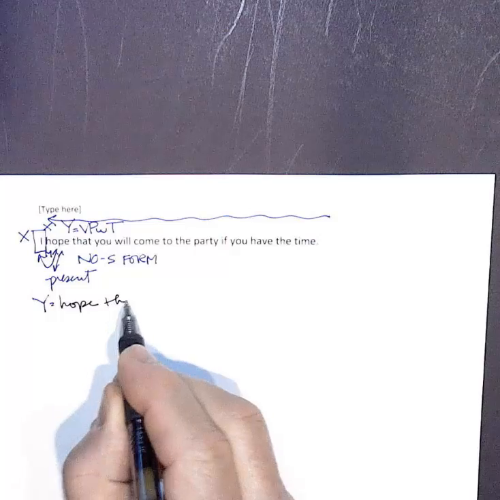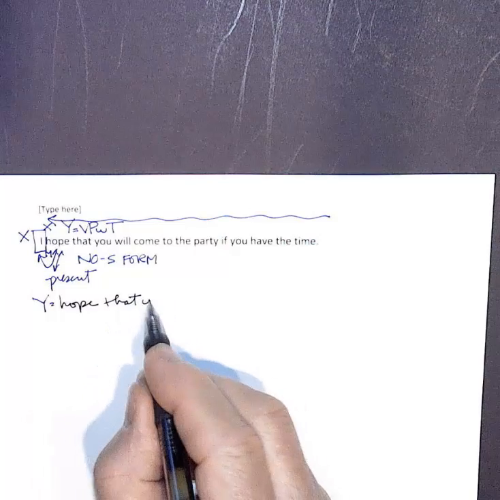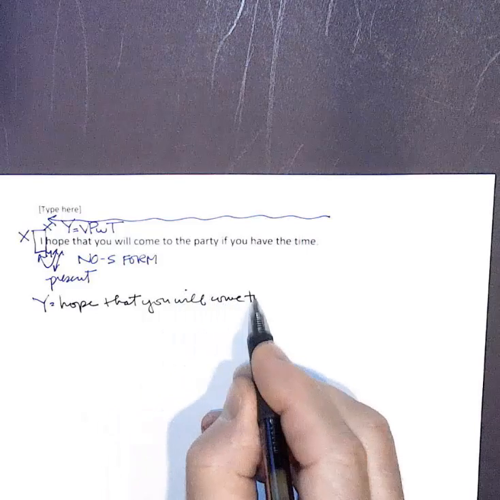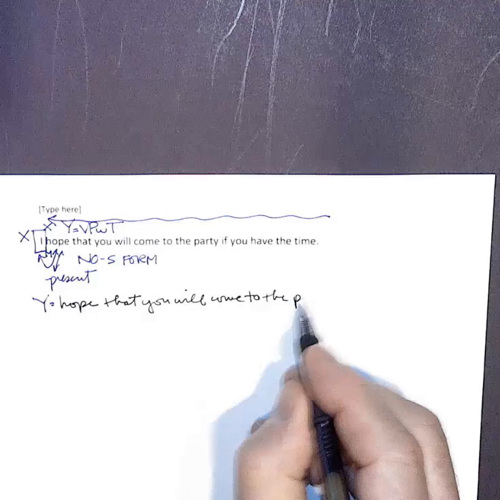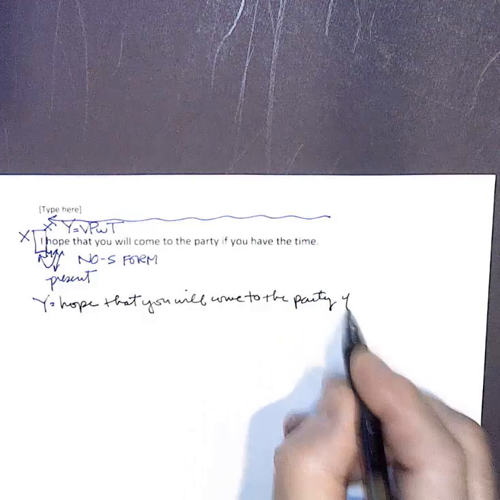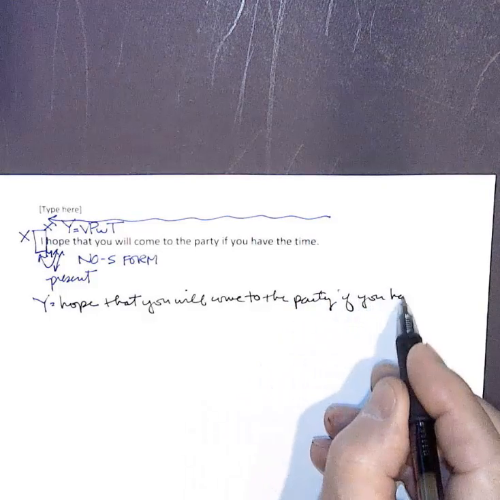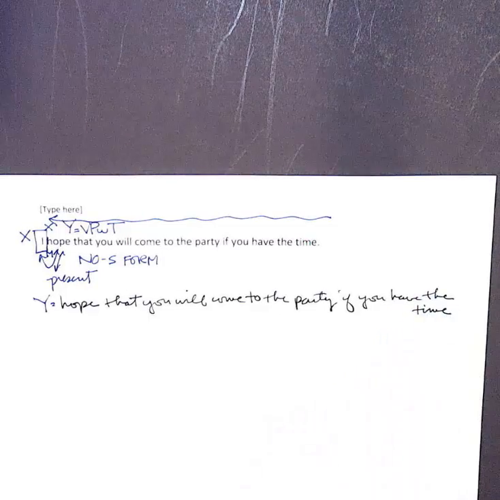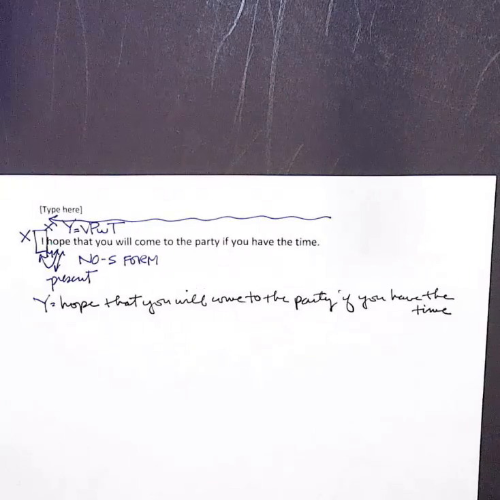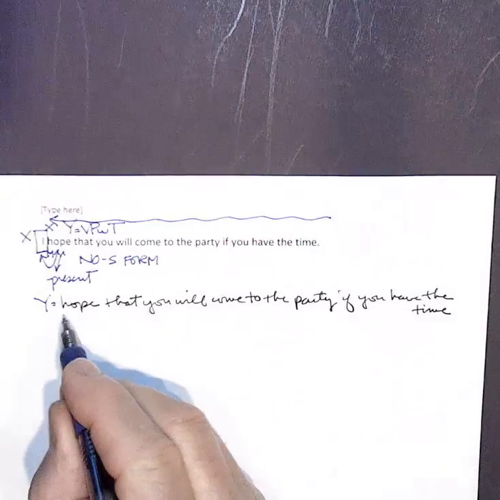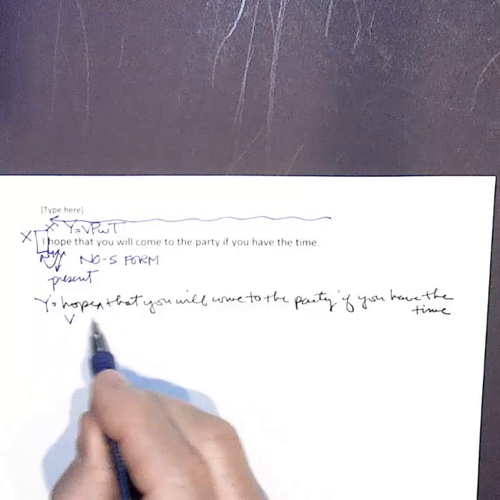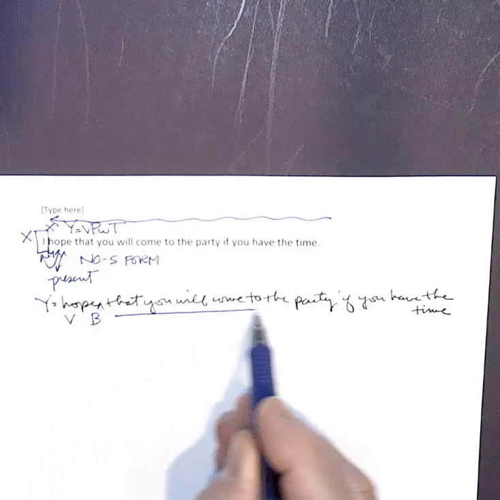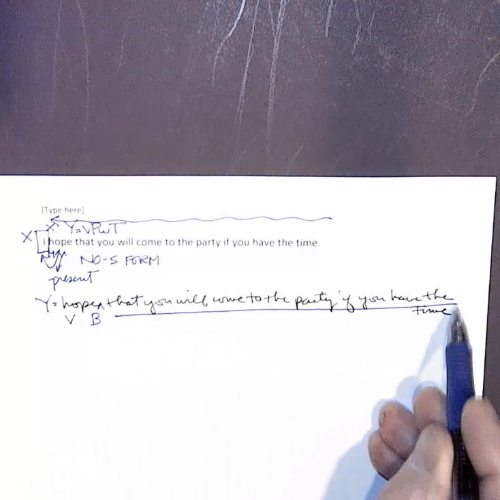Hope that you will come to the party if you have the time. So, hope is the verb, no particle. What do I hope? That you will come to the party if you have the time.